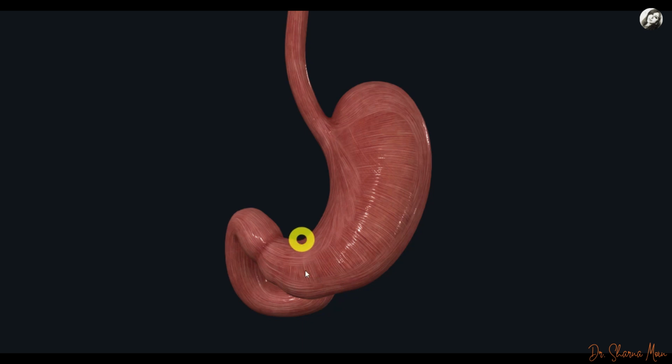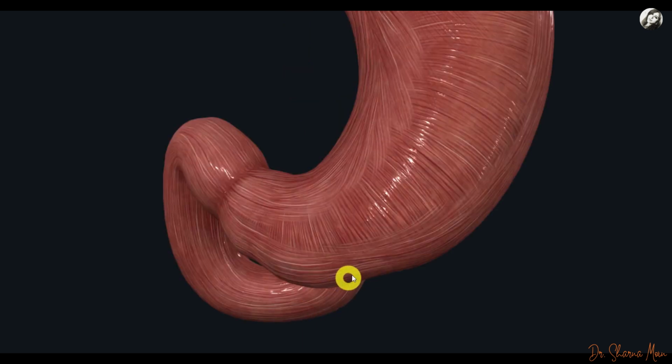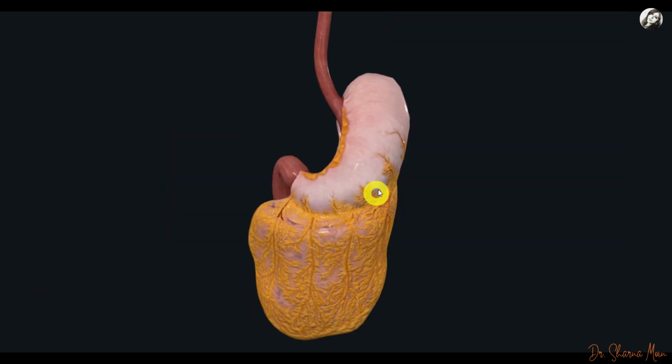Now opposite to the incisura angularis, you can see a bulge with 2 notches on each side of the bulge. We will see the importance of these notches and the bulge later in this video. The greater curvature gives the attachment to the greater omentum. This is a peritoneal fold hanging from this curvature.